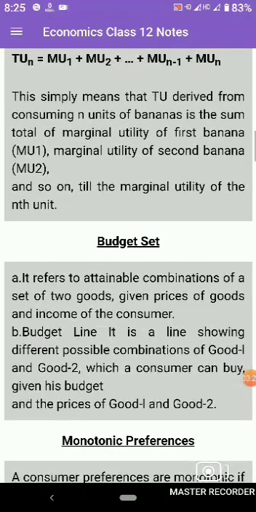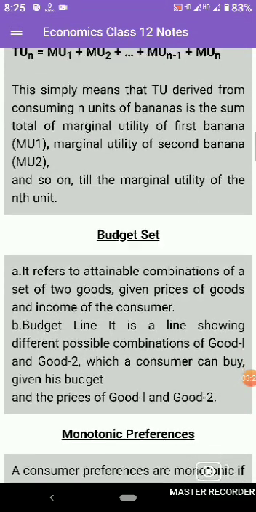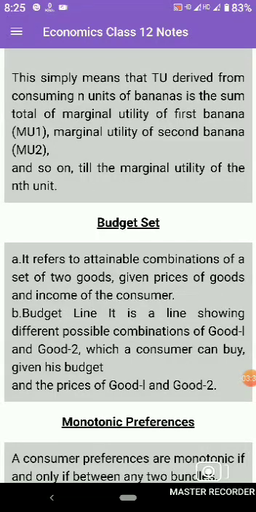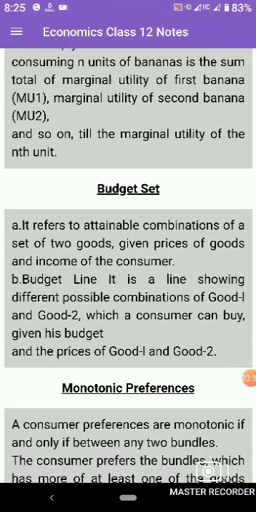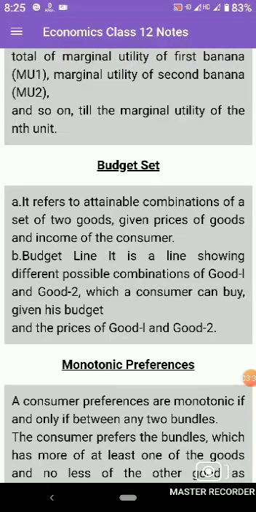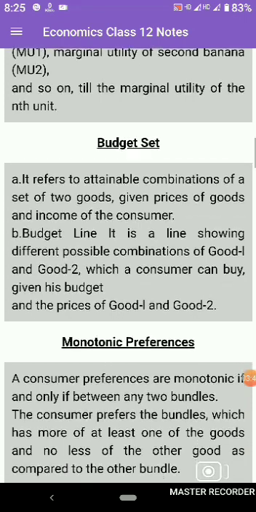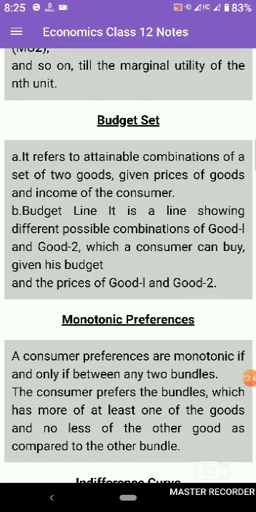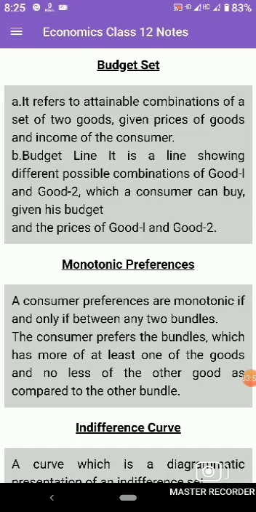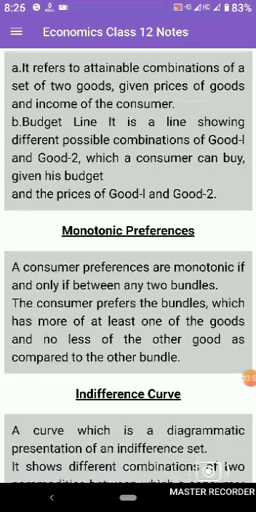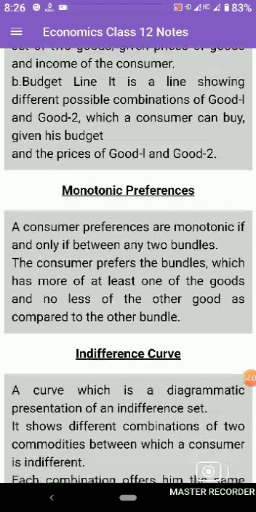Third point is budget set. It refers to the attainable combinations of a set of two goods given the prices of the goods and the income of a consumer. Budget line: it is a line showing different possible combinations of good 1 and good 2 which a consumer can buy given his budget and the prices of good 1 and good 2. Fourth point is monotonic preference. A consumer's preferences are monotonic if and only if, between any two bundles, the consumer prefers the bundle which has more of at least one of the goods and no less of the other good as compared to the other bundle.